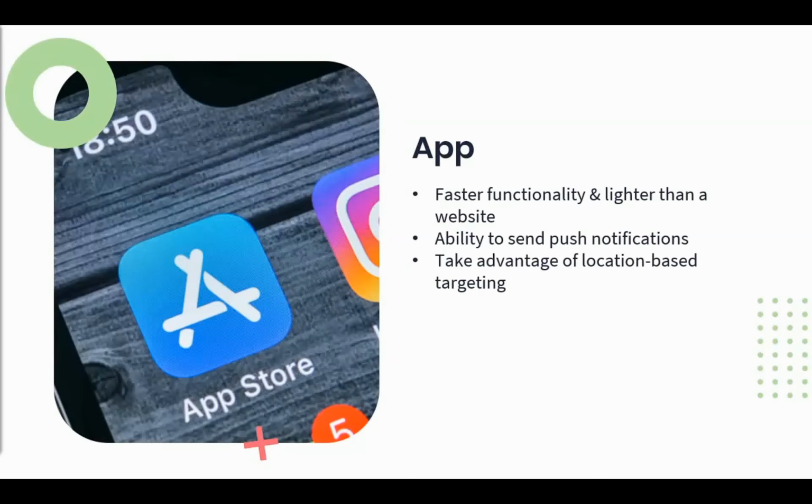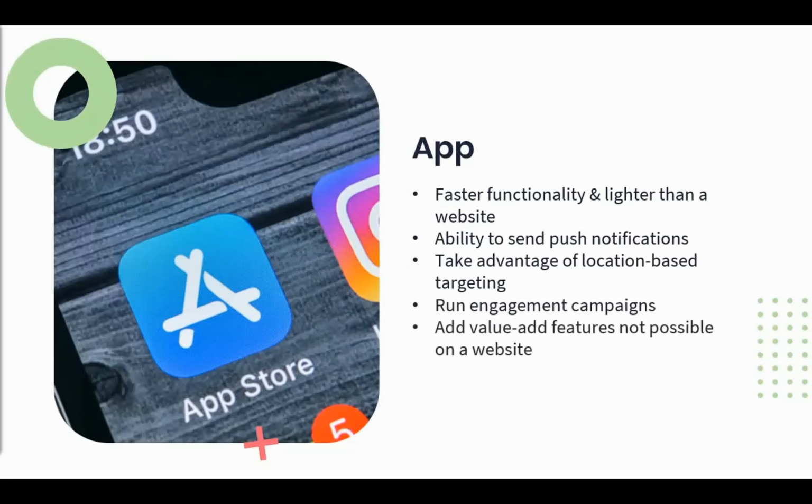You can also run app engagement campaigns, and more engagement increases the likelihood of a purchase. And then you can offer value add features that are not possible on a website. For example, Sephora has augmented reality, which we're going to go into now, and that adds their makeup to your selfie so that you can see what it would look like. That would not be possible on a website. It's possible through the app.